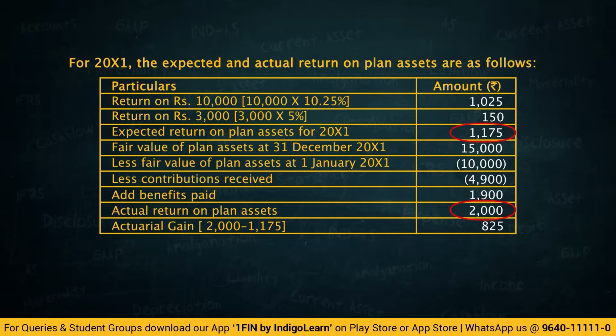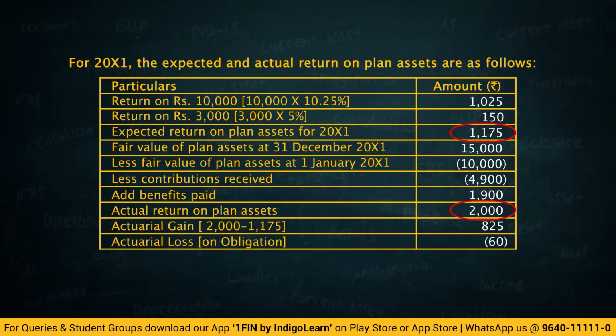But in the question, we know that there is an actuarial loss on obligation. So this is on plan asset. In the actuarial gain or loss calculation, we have an actuarial gain on plan asset to the extent of 825, and we have an actuarial loss to the extent of 60. So you have to net these off, and that net amount of 765 should be charged in the P&L.